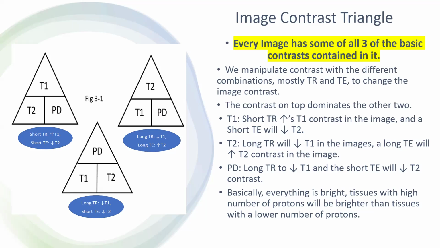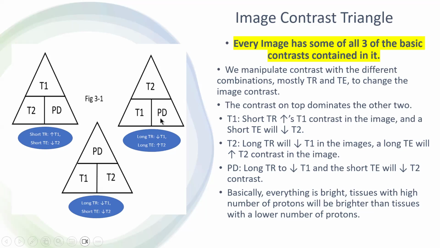So whoever is up at the top here, for example, T1, okay, we're going to be using a short TR and a short TE. So know that the short TR is going to increase T1 contrast in the image. And we're going to use a short TE to minimize T2. So because we use the short TR, T1 contrast starts to win. We're going to minimize T2. So we're going to leave one spot open for proton density. So this combination, short TR, short TE, makes T1 contrast dominate the other two.